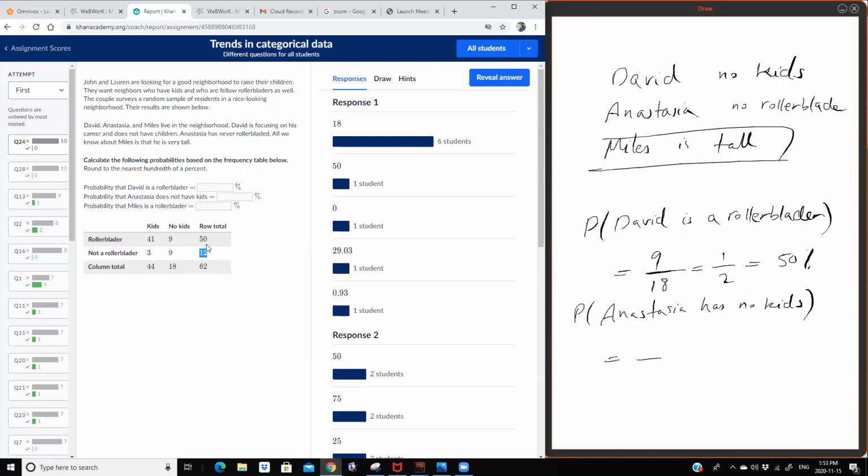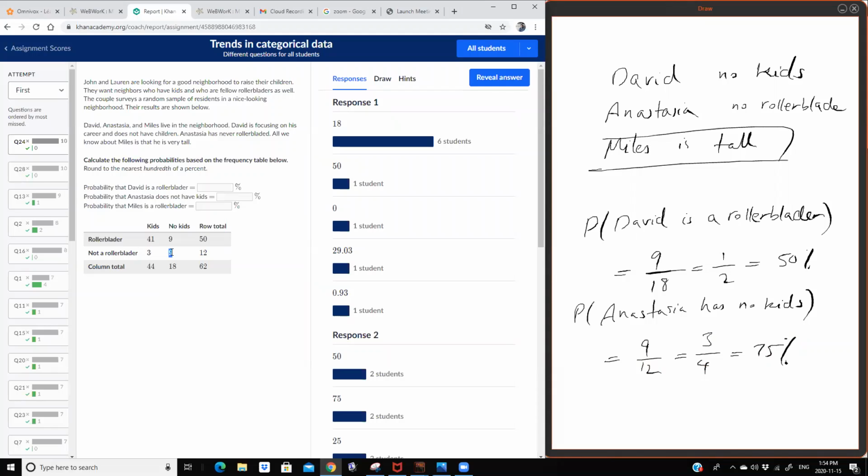So we can totally disregard these 50 people. Yes, we can only look at the people who do not rollerblade. And among these people, 3 have kids, 9 of them do not have kids. So the probability that Anastasia is among these 9 people who do not have kids is going to be 9/12, which is 3/4, which is 75%.